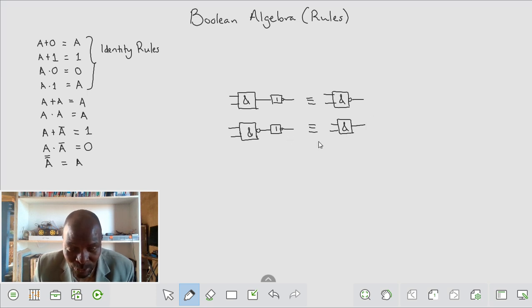Now, what do these two statements mean? It means, therefore, that I will put it like this: this is equivalent to my NAND, and the opposite of that is therefore the AND.